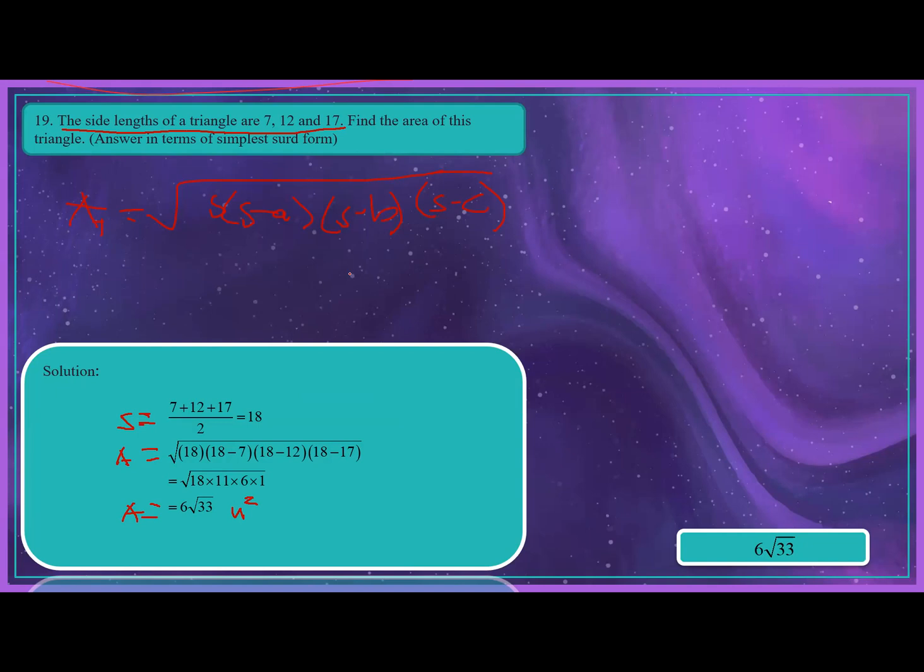How to write square root in the test? Okay, you can write square root, something like that. So for this case, 6 square root of 33. Okay, thank you. Any other questions?